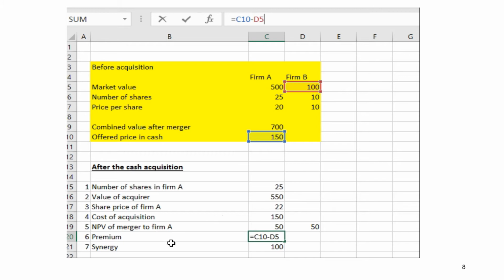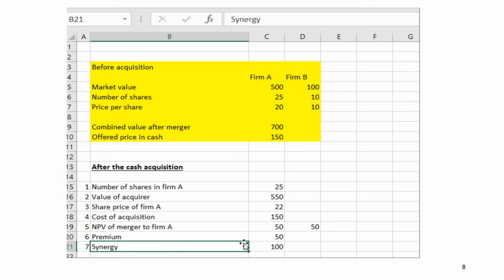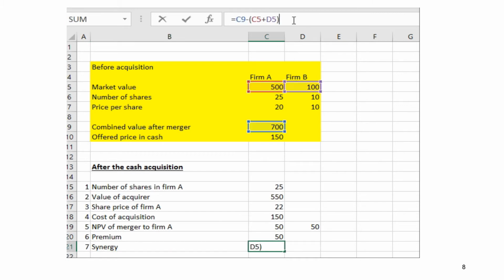And lastly, calculate the synergy. Synergy is derived from the benefits of merger. Synergy represents how far the combined firm will increase in value as compared to the sum of the individual firms.